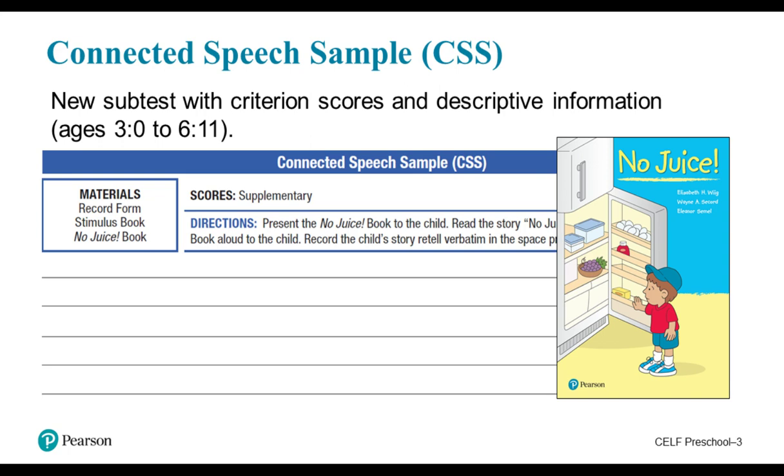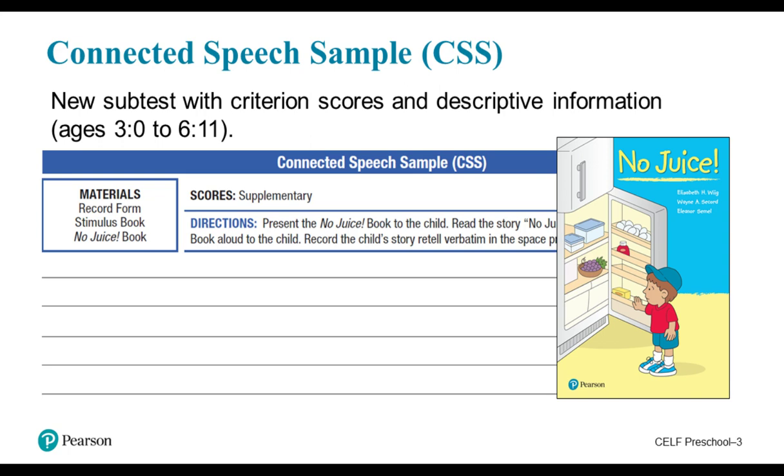The connected speech sample is a brand new test for CELF Preschool. It provides criterion scores and descriptive information for children ages 3 through 6. So Gloria mentioned earlier that the No Juice book is the same story with some changes, but mostly the same story that was on CELF Preschool-2, but it's been redone as a story retell task rather than a sentence imitation task. So what you'll be doing is presenting the book and reading the story to the child, telling the story to the child, and then when it's over, ask the child to retell the story.